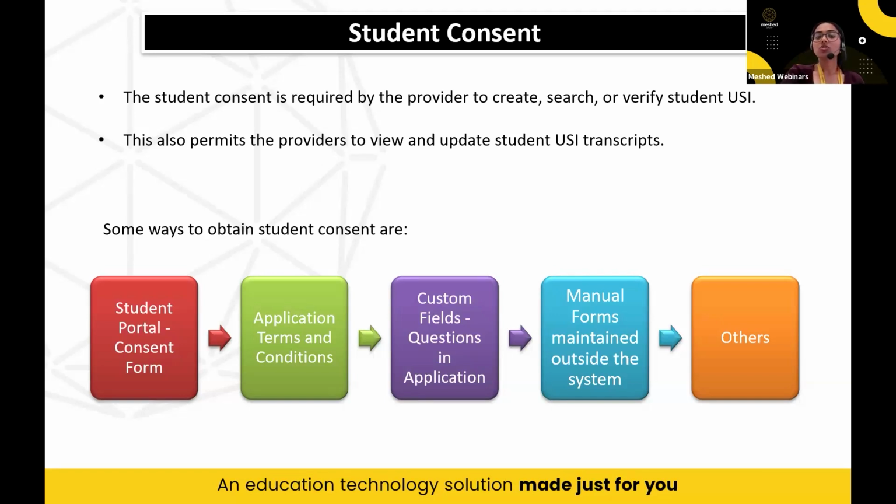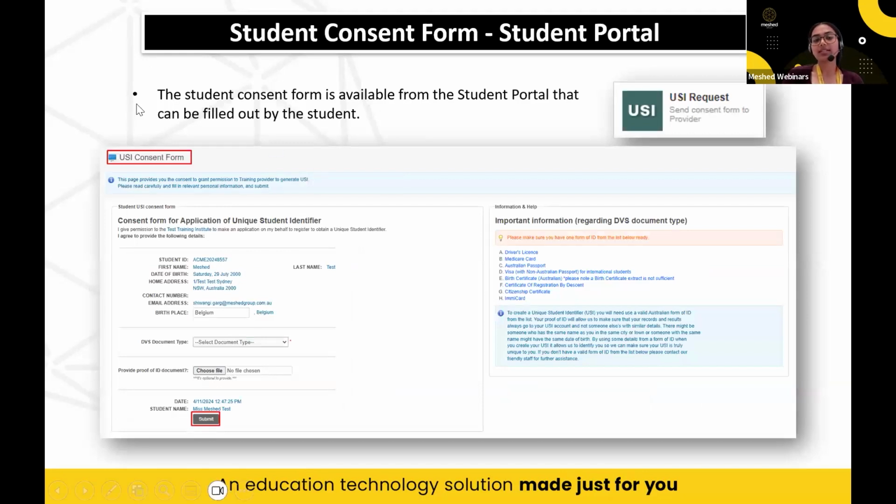So let's talk about the student portal consent form as we were looking at in the previous slide. If you have Mesh Student Portal, once a student logs in on their portal, they would be able to see the USI request, which allows them to fill up the consent form. This consent form also allows them to record the DVS document and provides the list of DVS documents that are acceptable.